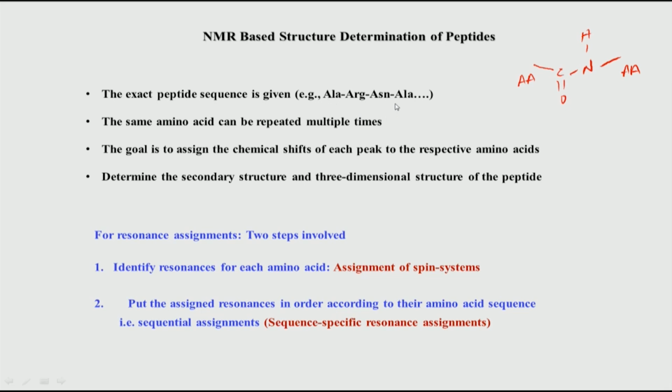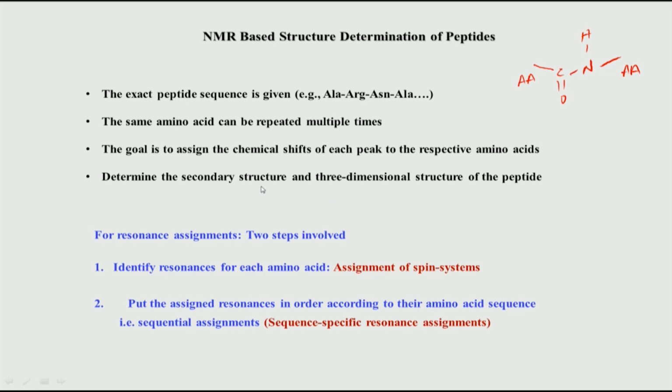It only tells you there is an alanine present, or there are 2 alanines in your sample or in your peptide. It does not tell you which alanine spin system comes last, or in this case the 4th, or which spin system comes here. So, that kind of arrangement of the spin systems in the right sequence is called sequence specific resonance assignment. So, this is a very important step. Only when these 2 steps are completed can we say that the goal of chemical shift assignment is achieved.